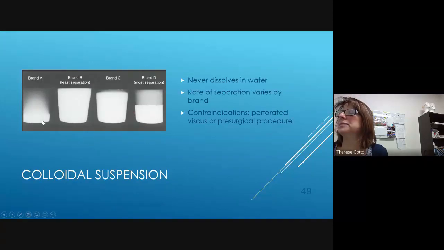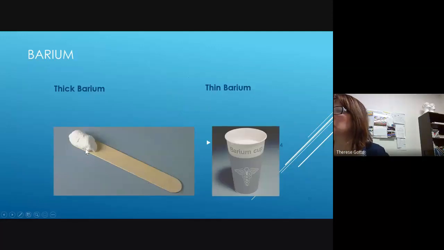Okay, this is just different types of contrast that are out there. Different brands are more dense than others based on the concentration. You have to remember to shake this stuff up so that it doesn't separate and it won't be too dense or too diluted when you give it to the patient. Okay, there are different types, thick and thin.